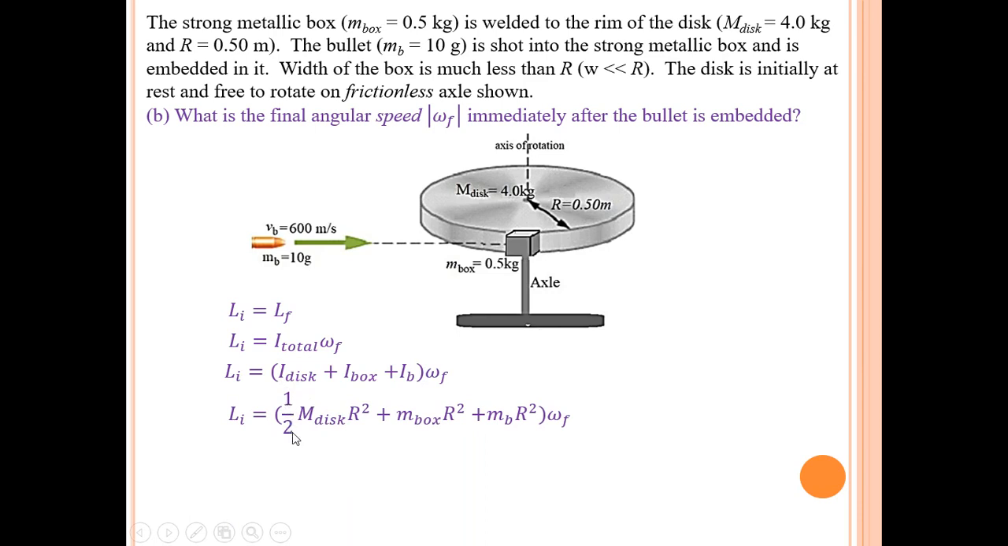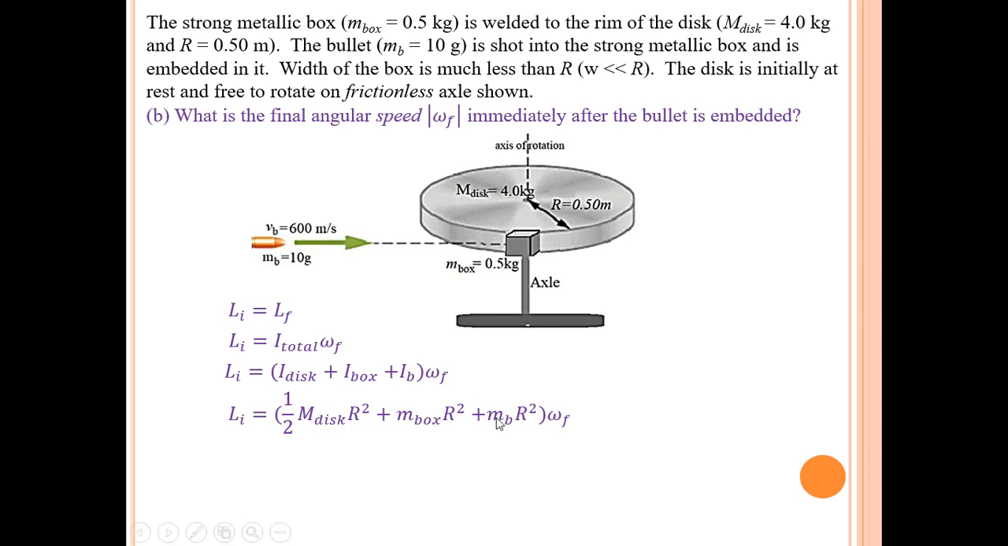Hopefully you know by now it's 1/2 m_disk r², r being the radius of the disk, because the axis of rotation here is right through the center of the disk. So nothing funky here. All right, the I value for the box is simply m r². Again, the coefficient is 1 because we assume the box is so small that we can just treat it as a point mass. And then the r here is r², r being the distance from where the box is, which is on the edge of the disk, to the axis of rotation.